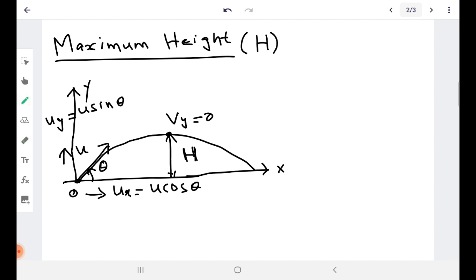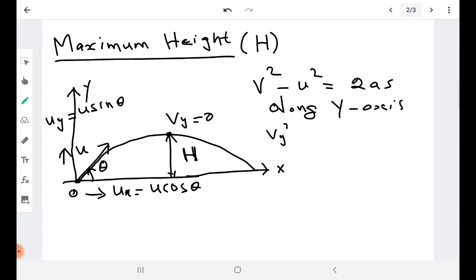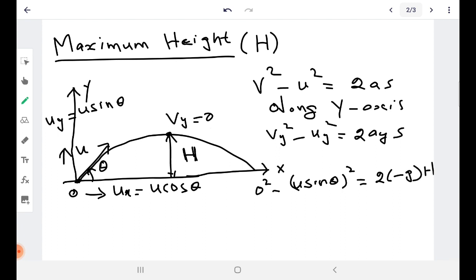For that, we shall use the equation v square minus u square is equal to 2as along y-axis. This becomes vy square minus uy square is equal to 2ay into s. So vy is 0, 0 square minus uy, u sin theta whole square, is equal to ay, which is minus g, and s is equal to h. So from this the formula for the h max becomes h is equal to u square sin square theta by 2g. So this is the derivation for the maximum height of a projectile.